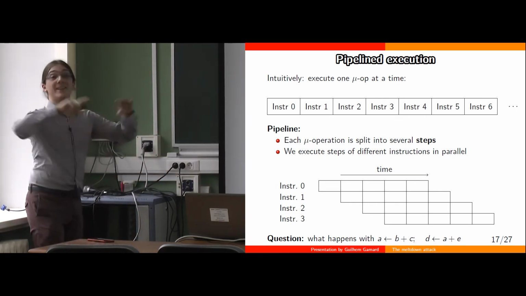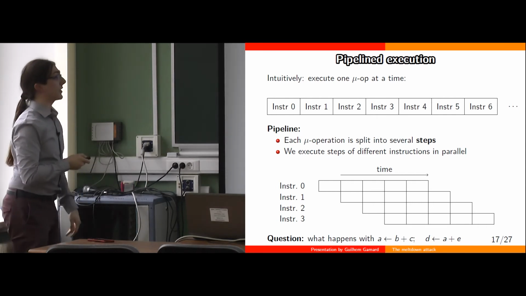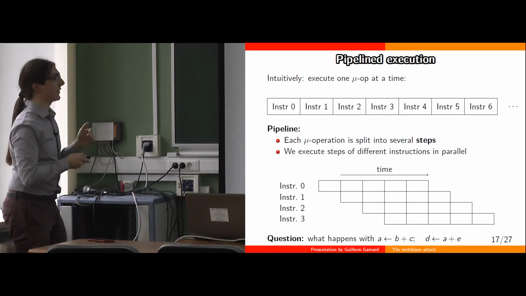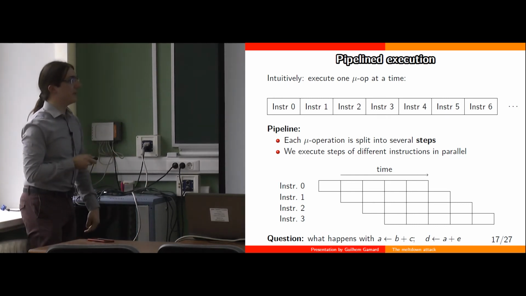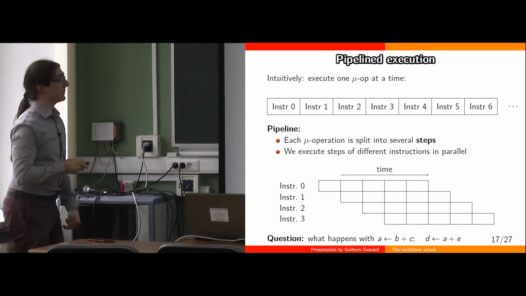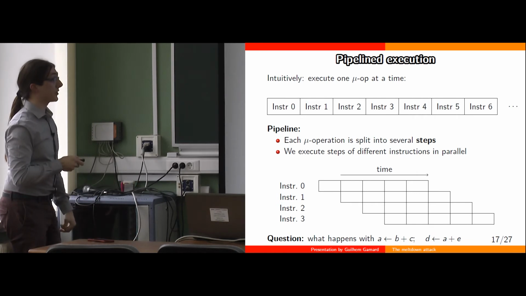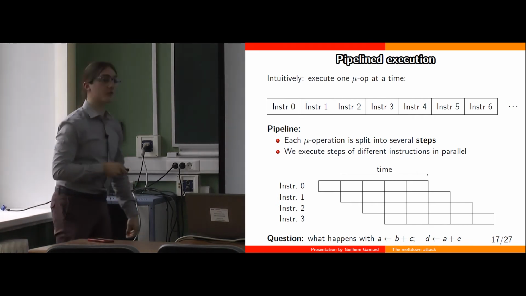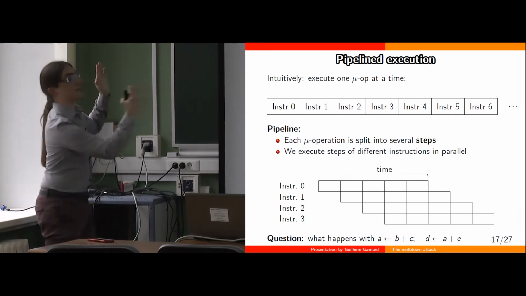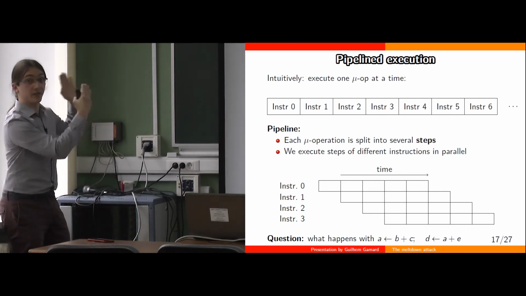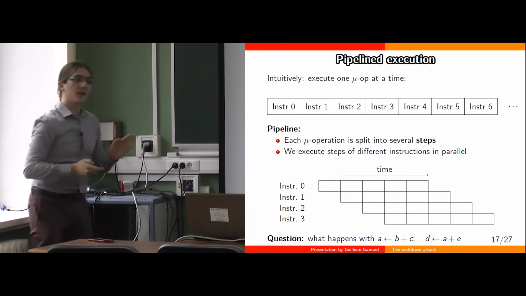So what you could do in an ideal world is to start your instruction 0. I start counting at 0. You execute step 1, then step 2, step 3, step 4, step 5. And here you immediately start executing step 1 of the next instruction. And you do this in parallel: step 1 of instruction 0, then step 1 of instruction 1, and so on and so forth. And like this, you have a better throughput. You execute more instructions in the same given amount of time.